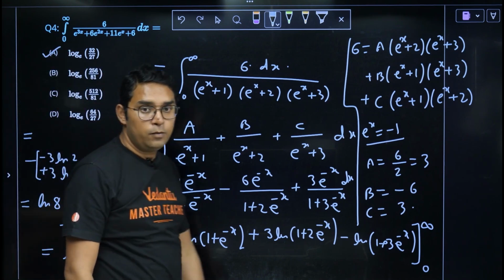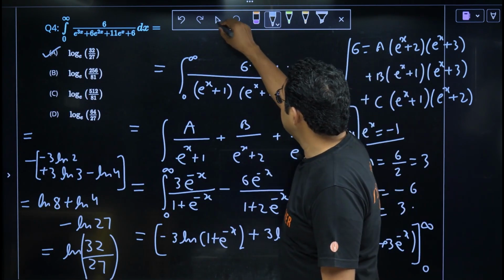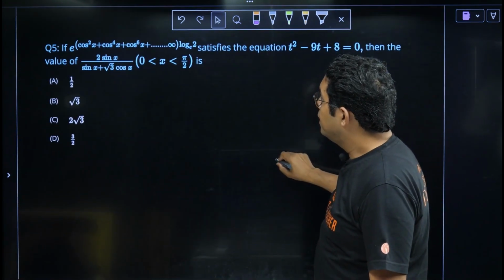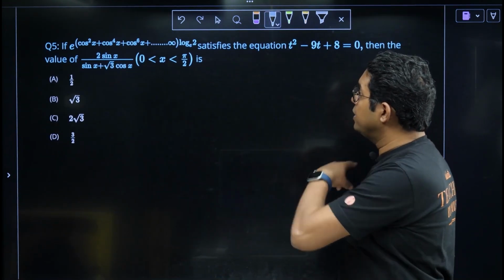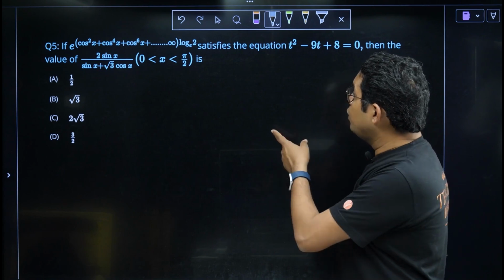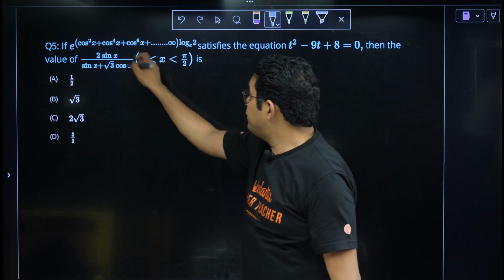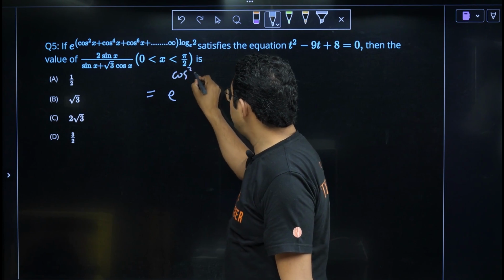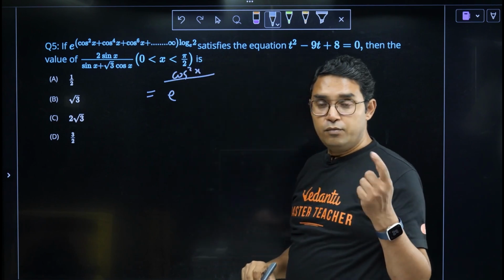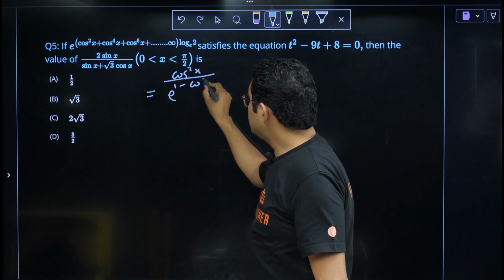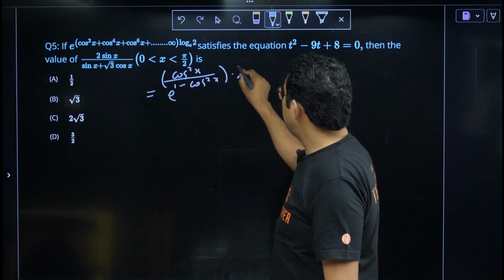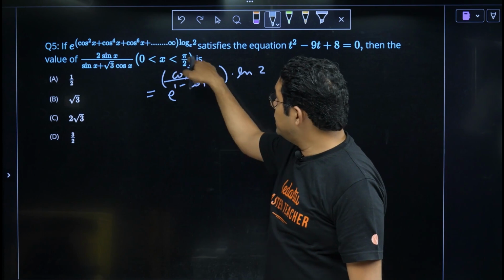Okay. So moving to the next question, question 5. Here we are given e raised to the power of an infinite GP into ln 2, satisfying this equation. So first, if I solve it, you can see it is e raised to the power cos square x, the first term, upon 1 minus cos square x, because cos square x is also the common ratio, into ln 2. That is the expression which is given to us.